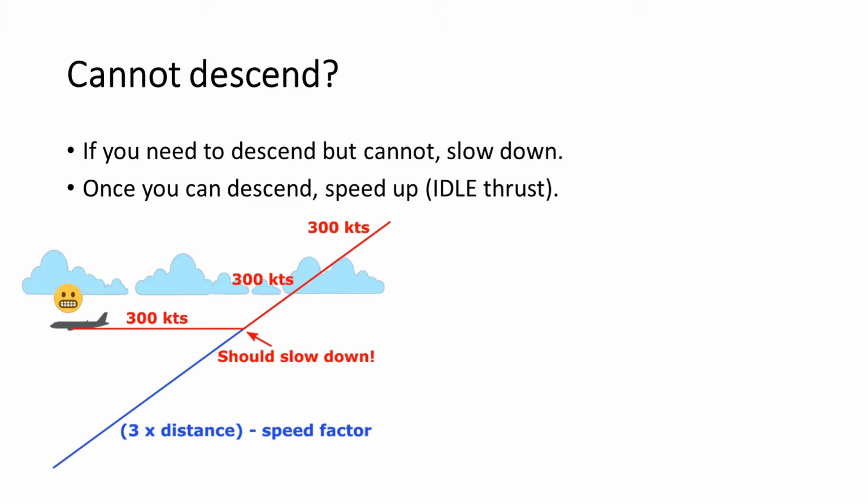So here's an example. In this case, this is not the ILS, but this is the profile. So it already takes into account your speed. So 3 times your distance minus the speed factor, as explained before. So you're flying on profile here, 300 knots, that's fine. You're not too high or anything like that. But once you start to level off, you need to start to slow down. If you don't, you keep the same speed, you will get trouble later.